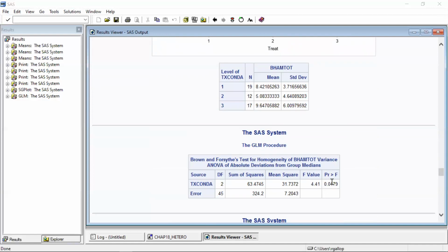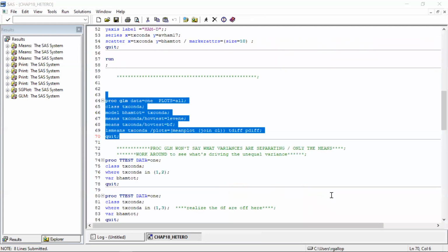We don't have any evidence of violation of normality. But again, don't play the p-value game, because the p-value will change depending on the technique you use. We will use Levene's test. Okay, that's cool. Some people may want to know what's driving the variances being unequal.